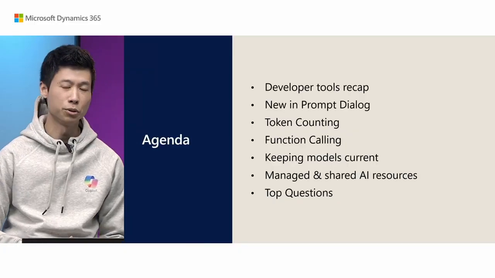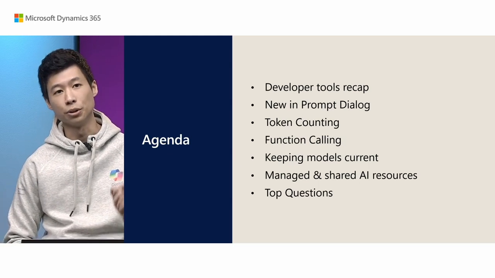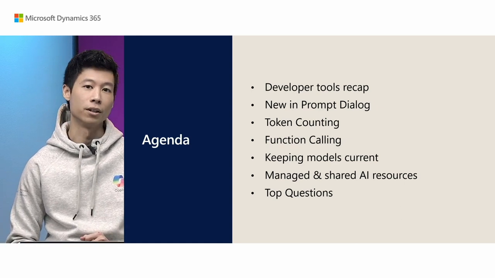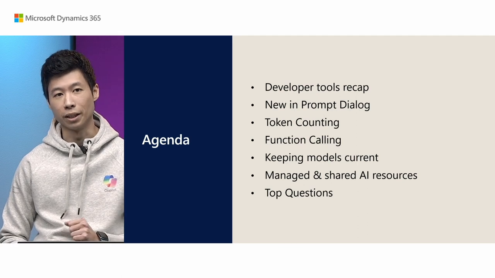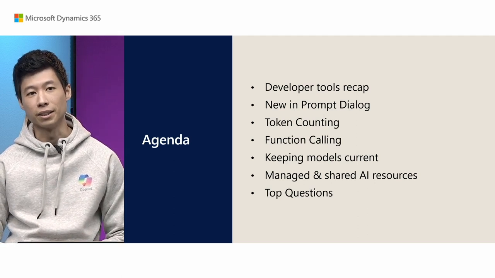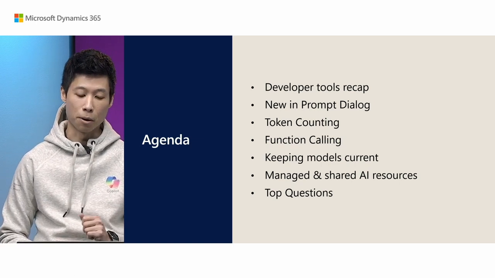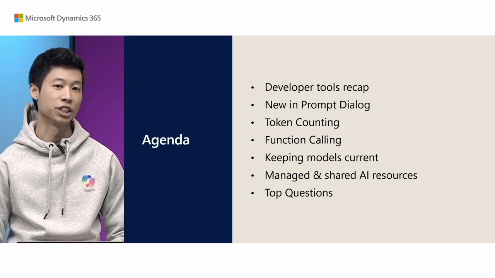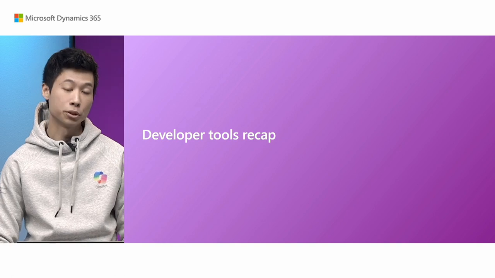Let's get started. On the agenda for today, we'll do a very small recap of what's in our developer tools. Then Julia will talk about what's new in the prompt dialog. I'll continue on talking about token counting and function calling. Julia will take over talking to us about keeping the models current. And Sandy will come in talking about managed and shared AI resources. And then Enrico will end it off with top questions. So let's get started. Developer tools recap.